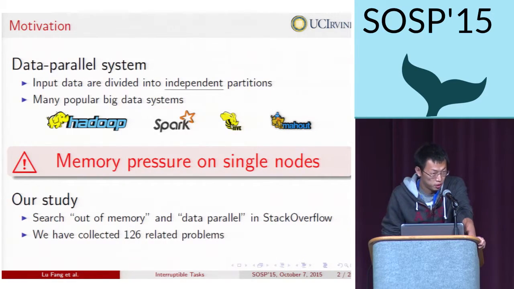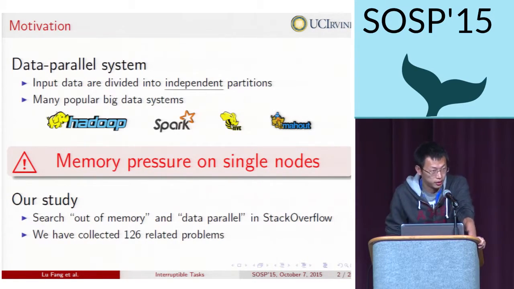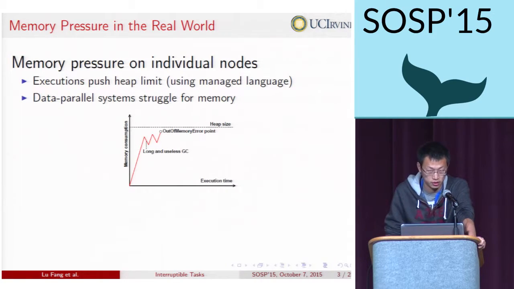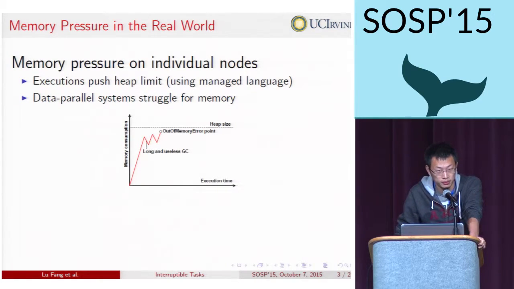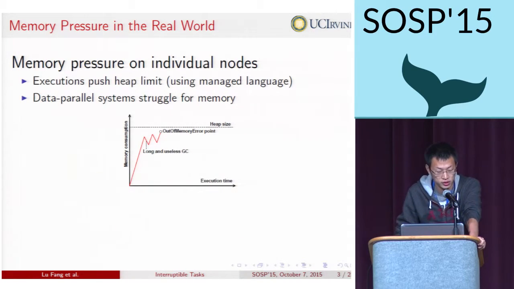But when you use these systems, many users complain about the memory pressure problem on single machines. To understand this problem, we had a thorough study. By searching two keywords, out of memory and data parallel, in Stack Overflow, we have collected 126 related problems. Here we give the definition of memory pressure. It's a scenario where the data parallel program pushes the heap limit and the system struggles for memory to allocate new objects. From this figure, we can see quite a few long and useless GCs.